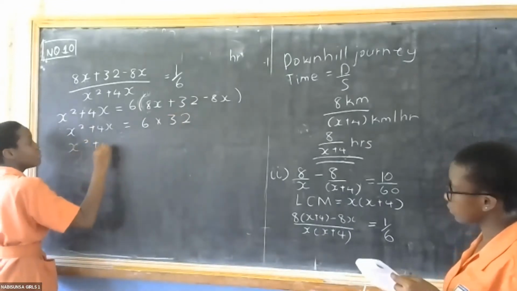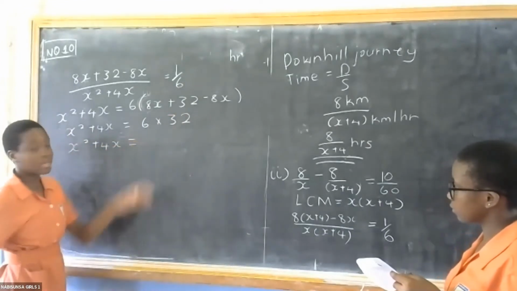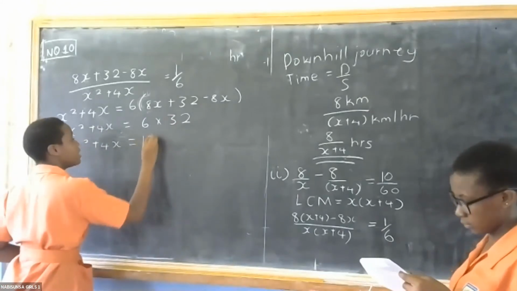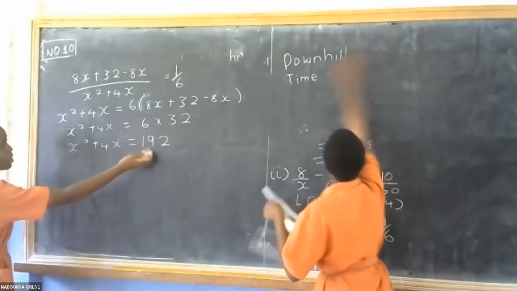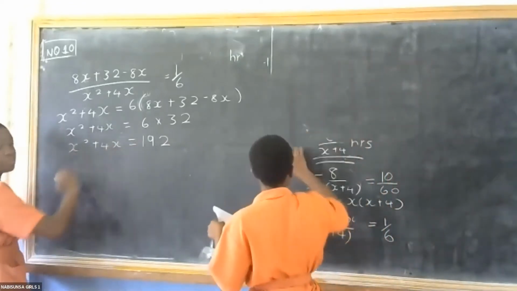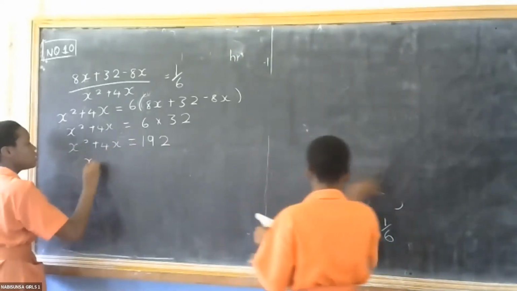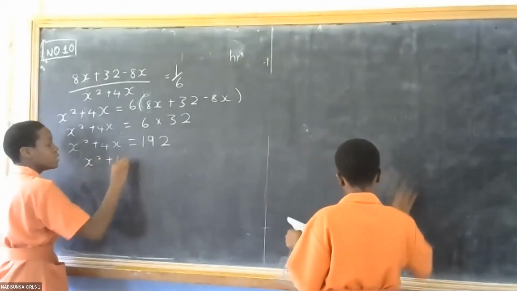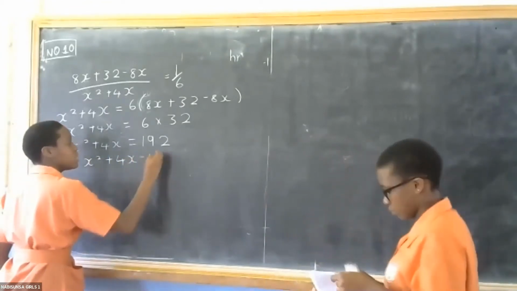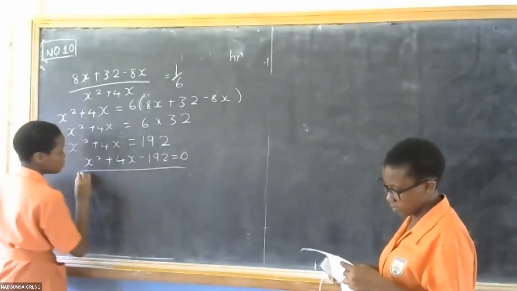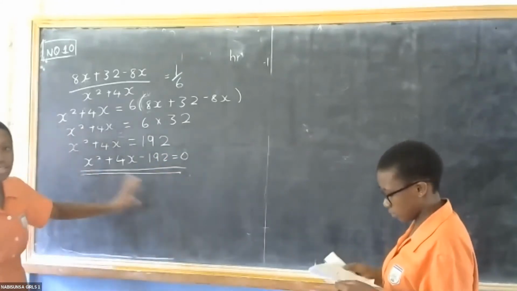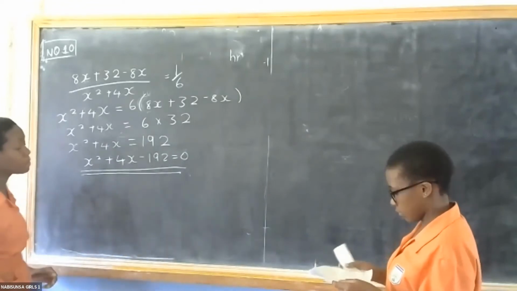So x squared plus 4x. When you multiply this, you get 192. So to change it into a quadratic, you bring this on this side, which makes it a negative. So x squared plus 4x minus 192 will give you 0. So that's the second part of the question.